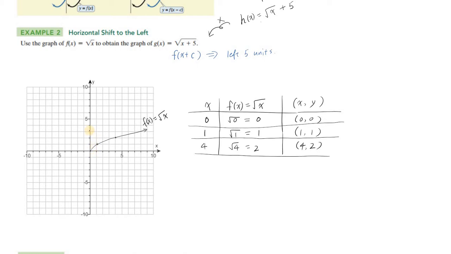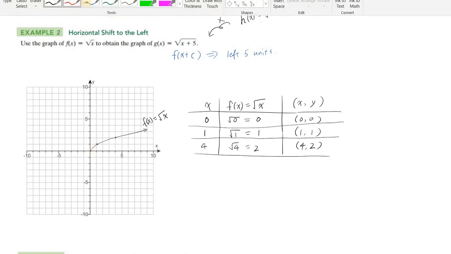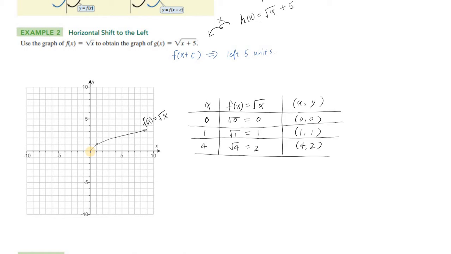So I'm going to count from here. Let me use a different color, use blue. So I'm going to count 5 left. 1, 2, 3, 4, 5. Okay, so we have this point. I'll count this one as well. 1, 2, 3, 4, 5.